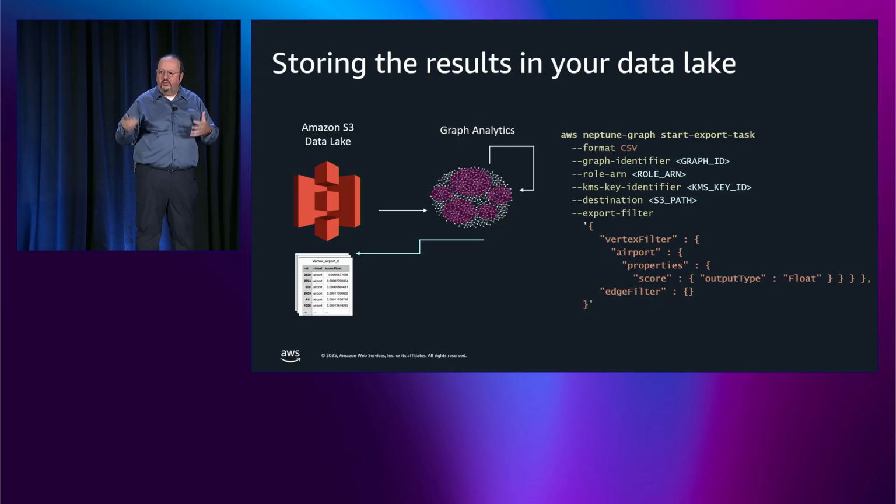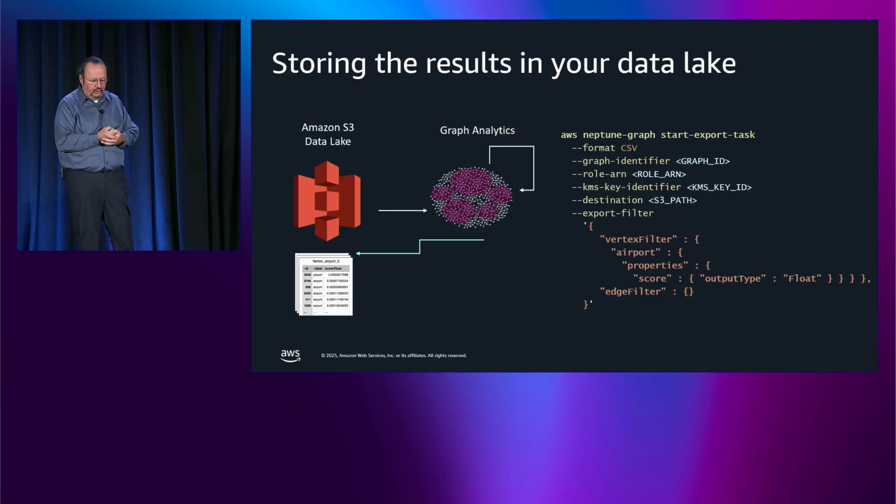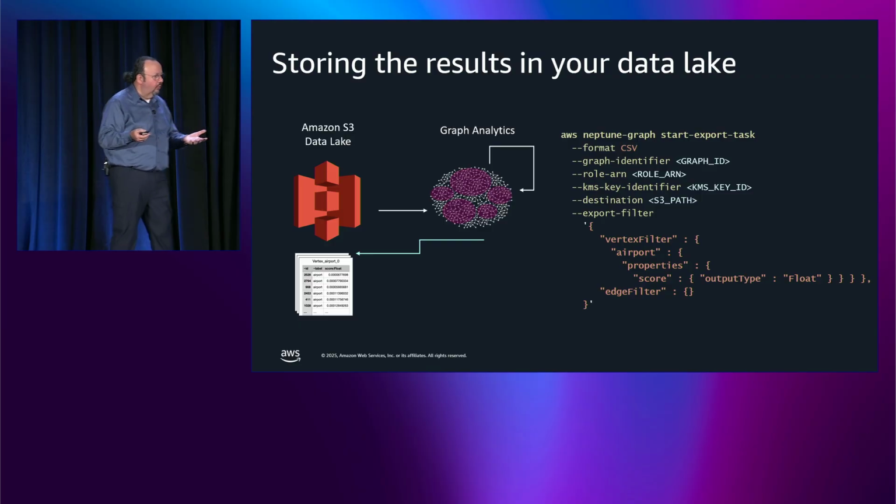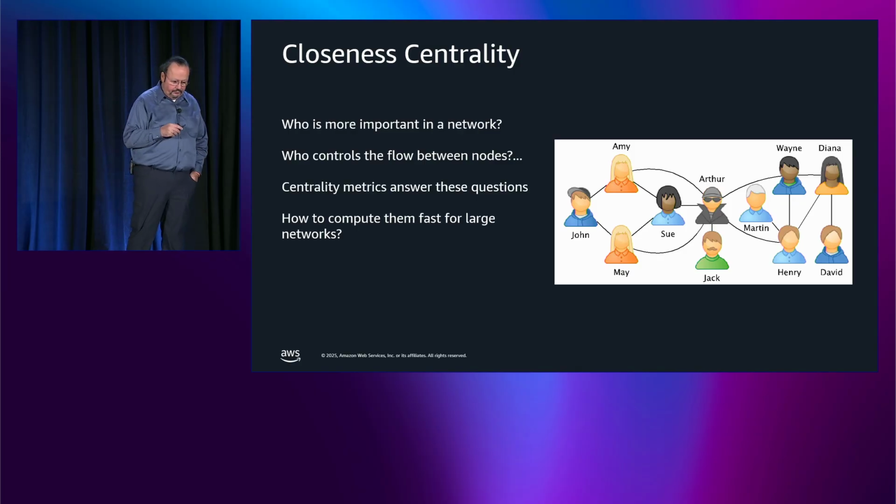If you want to integrate this score with other processing systems you have, or transfer it to your data lake, you can do this by using an export command. You can basically specify, hey, for every airport vertex, I want you to write the score I computed, and this will give you a table format with each of the PageRank scores. Okay? So that's one of the algorithms.